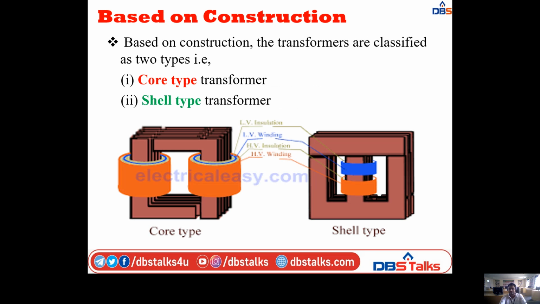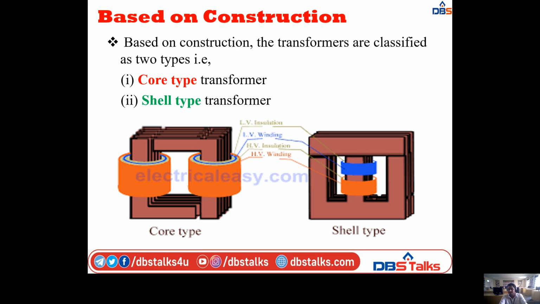Based on construction, the transformers are classified into two types. One is the core type and the other is the shell type transformer. The diagram below shows the core type transformer and the shell type transformer. On the left side we have the core type transformer, and on the right side we have the shell type transformer. Here the circular ones are the magnetic core. These are the stampings. If you observe this diagram carefully, you will notice that it is an L shape on the core side, and on the right side the shell type transformer consists of E type and I type.